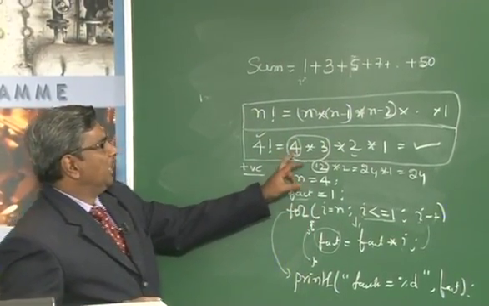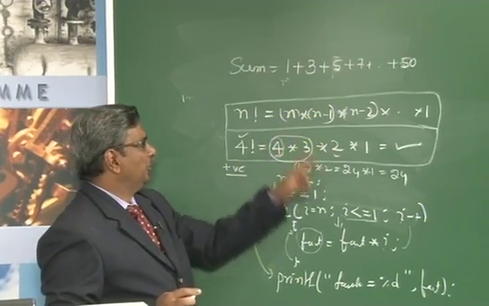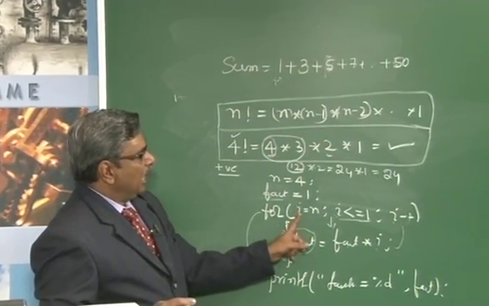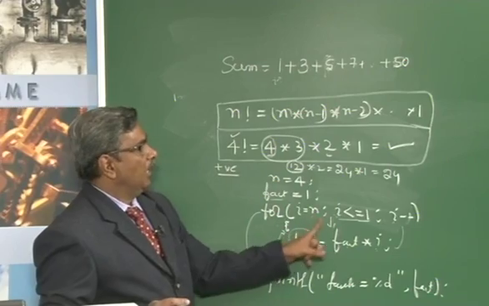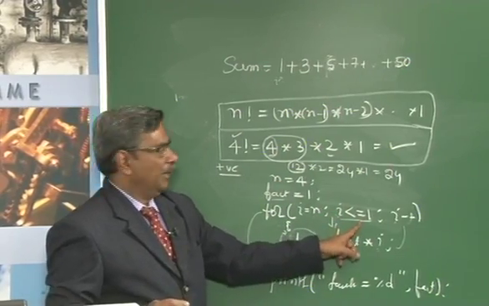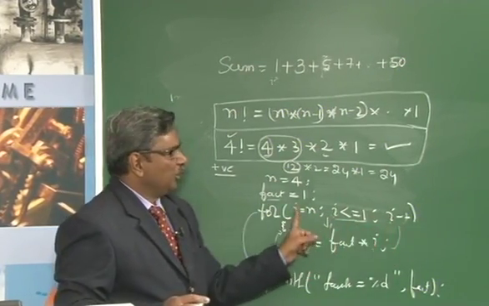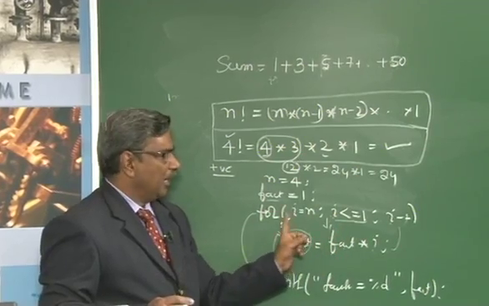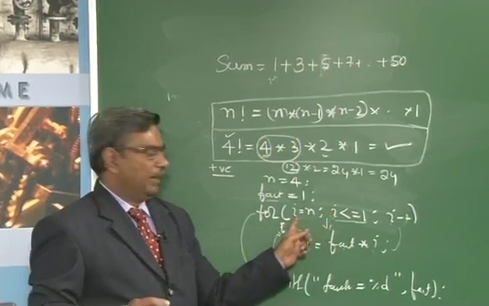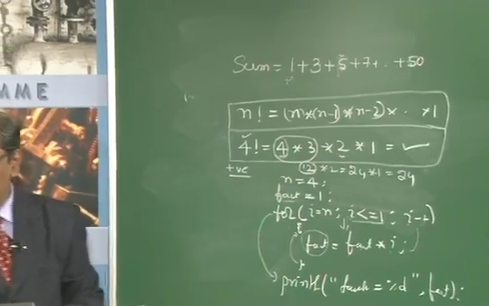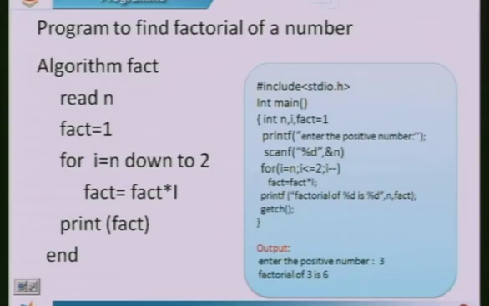You can also write it in reverse, 1 into 2 into 3. The changes to be done are I equal to 1, I less than or equal to n, I plus plus. You can use the downward logic as well as the forward logic, depending upon the situation. In this program, observe that everything is completed in all respects.